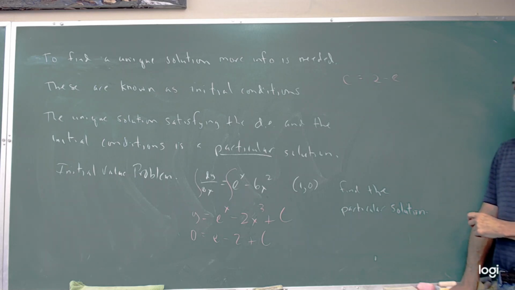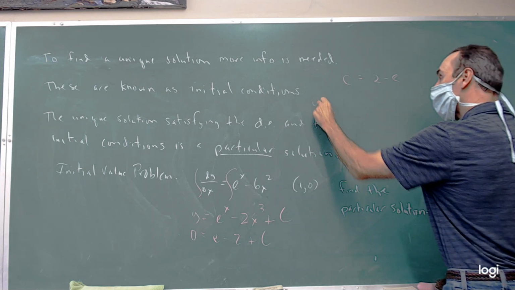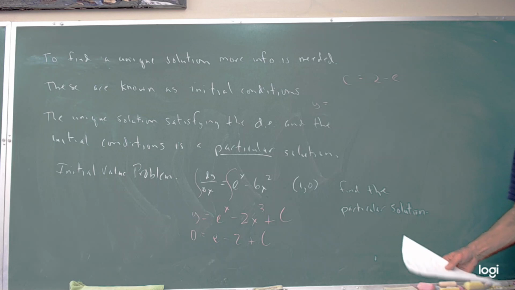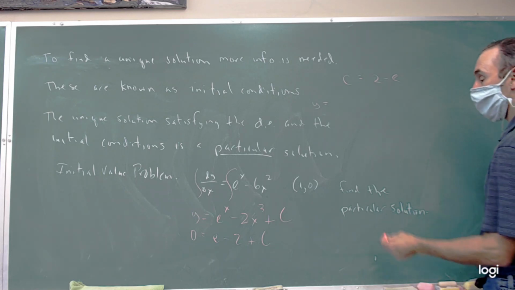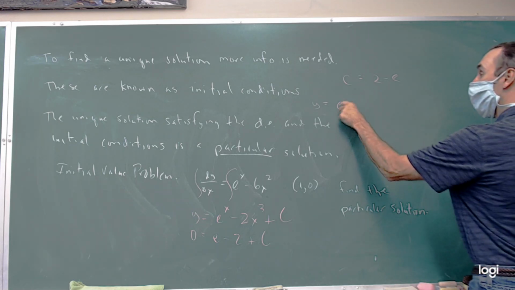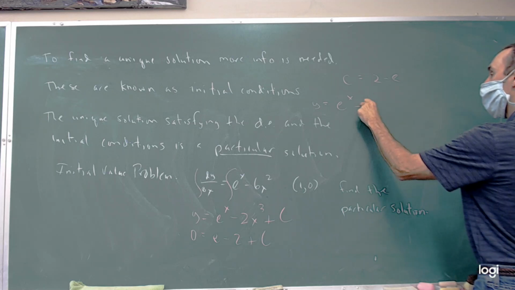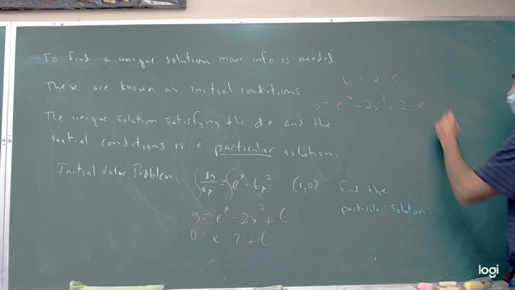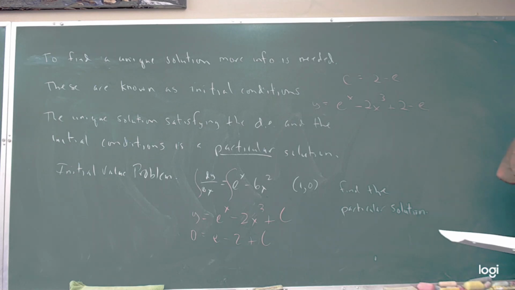And so then our solution, the solution to a differential equation, is always a function. So the solution is the function e to the x minus 2x cubed, and then our plus c is the plus 2 minus e. Okay, good to go?